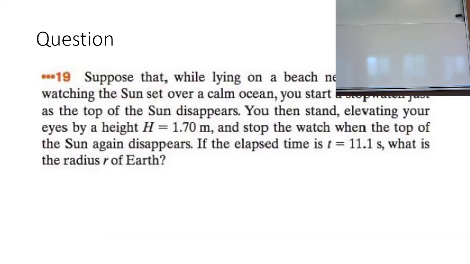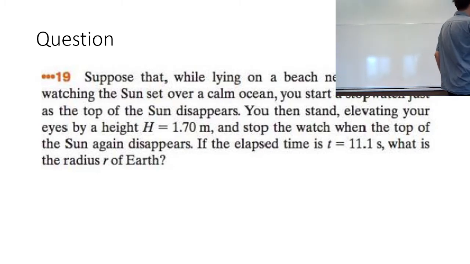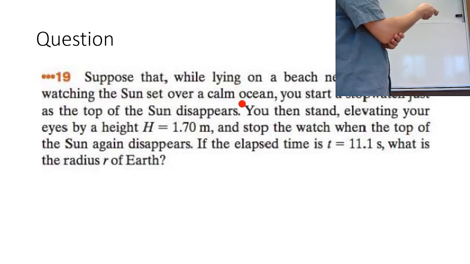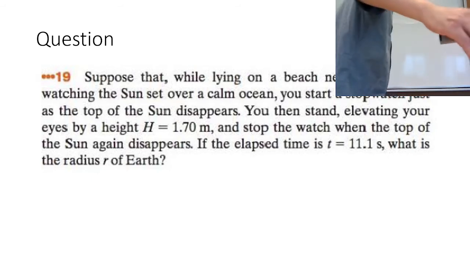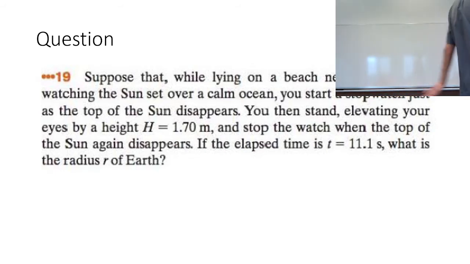Okay, to finish off this chapter, we have this question, which is a little bit interesting. Maybe you can get together in pairs and do this particular question. So the question is this. Suppose that while lying on a beach near the equator, watching the sunset over a calm ocean, you start a stopwatch just as the top of the sun disappears. So it's sunset, the sun's going down, and you're lying completely on the beach.